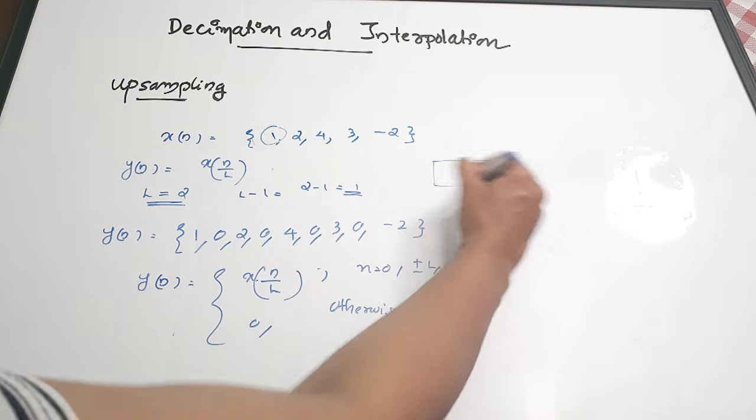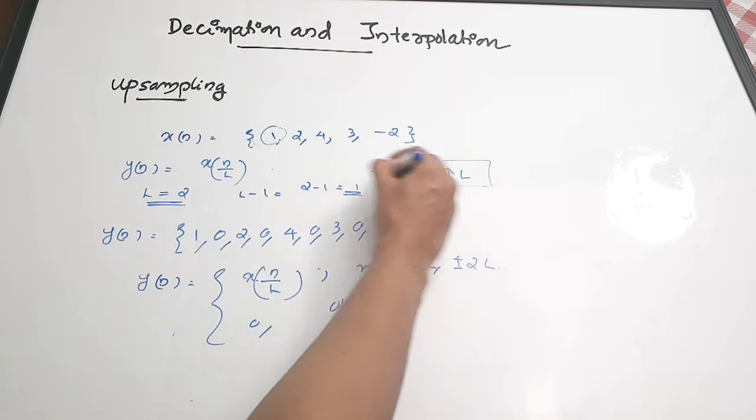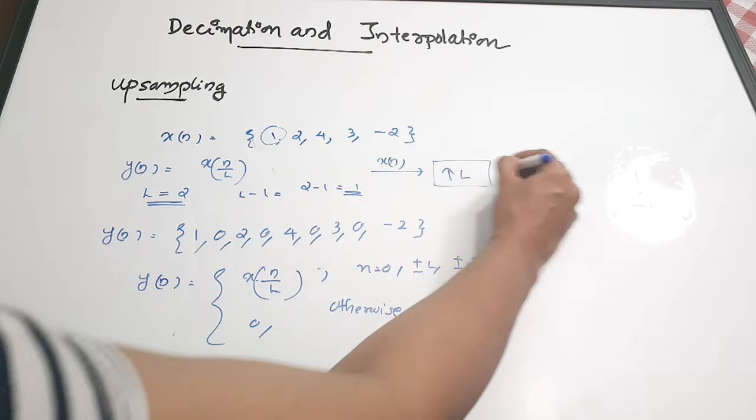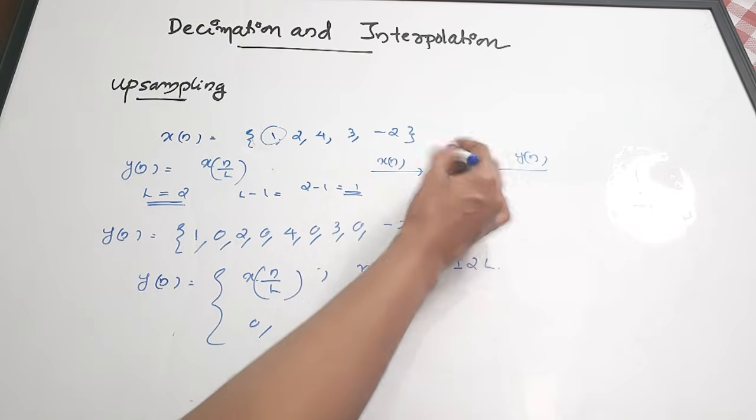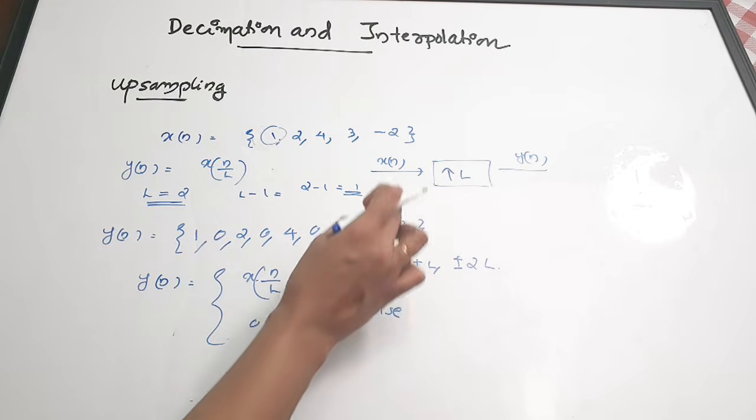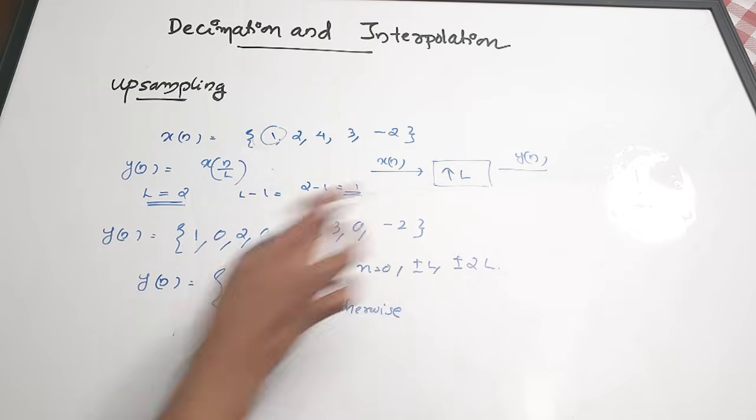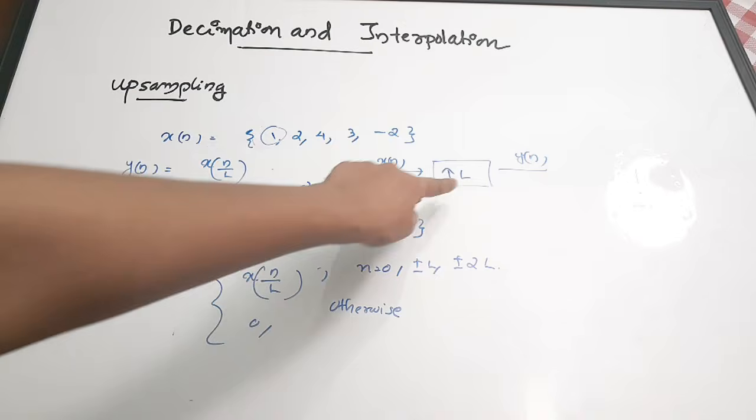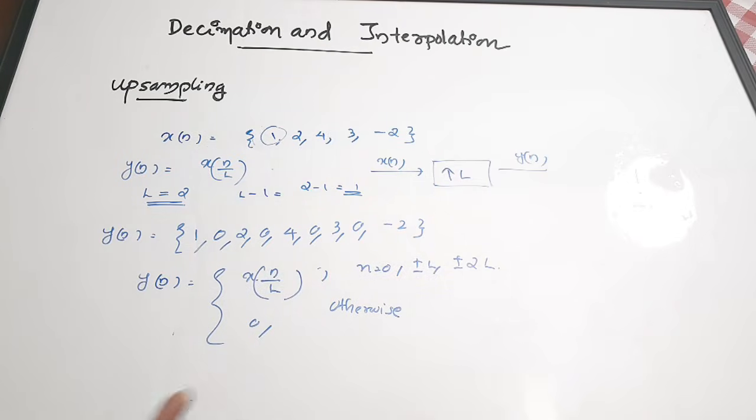Now if you represent it like a block, you can draw it like this. x of n is your input, y of n is the output, and you're going to increase the number of samples, so the arrow is upwards. And if the upsampling factor is L, it is given here. So this is the simple way of representing an upsampling block.